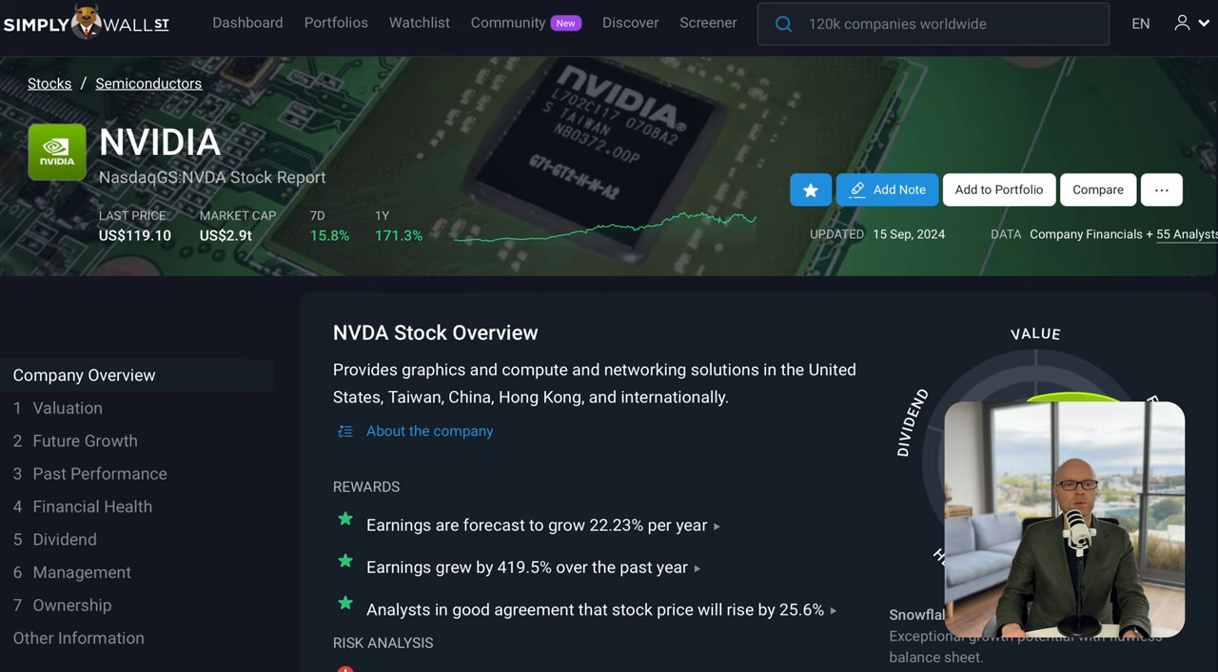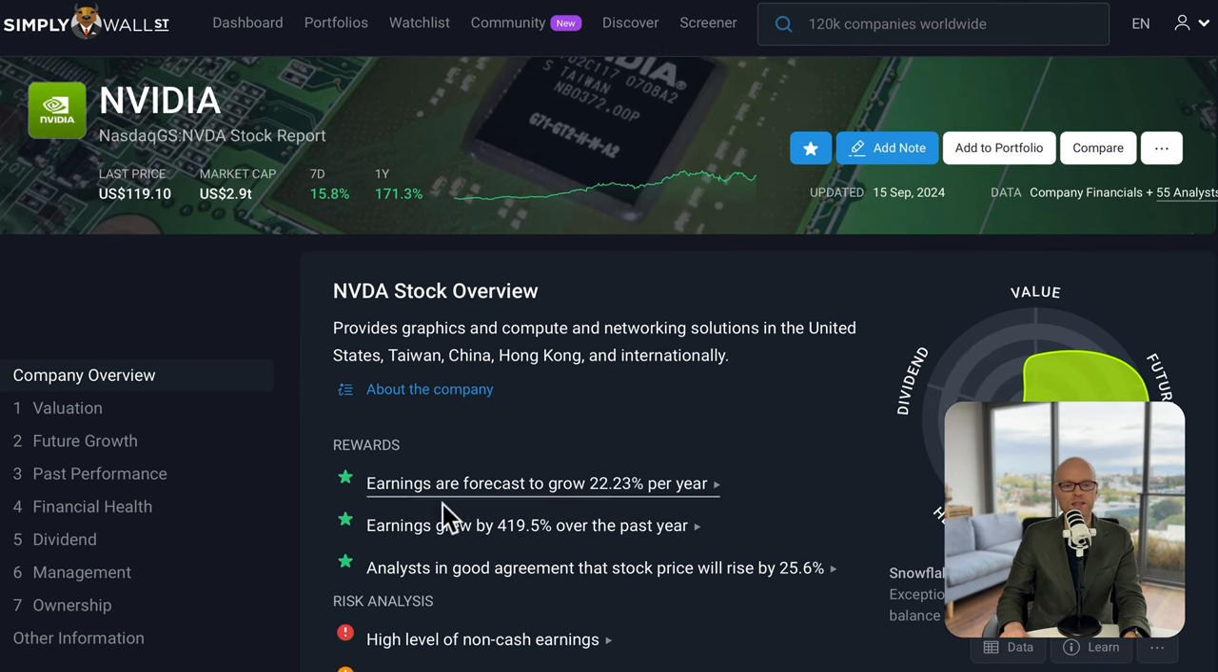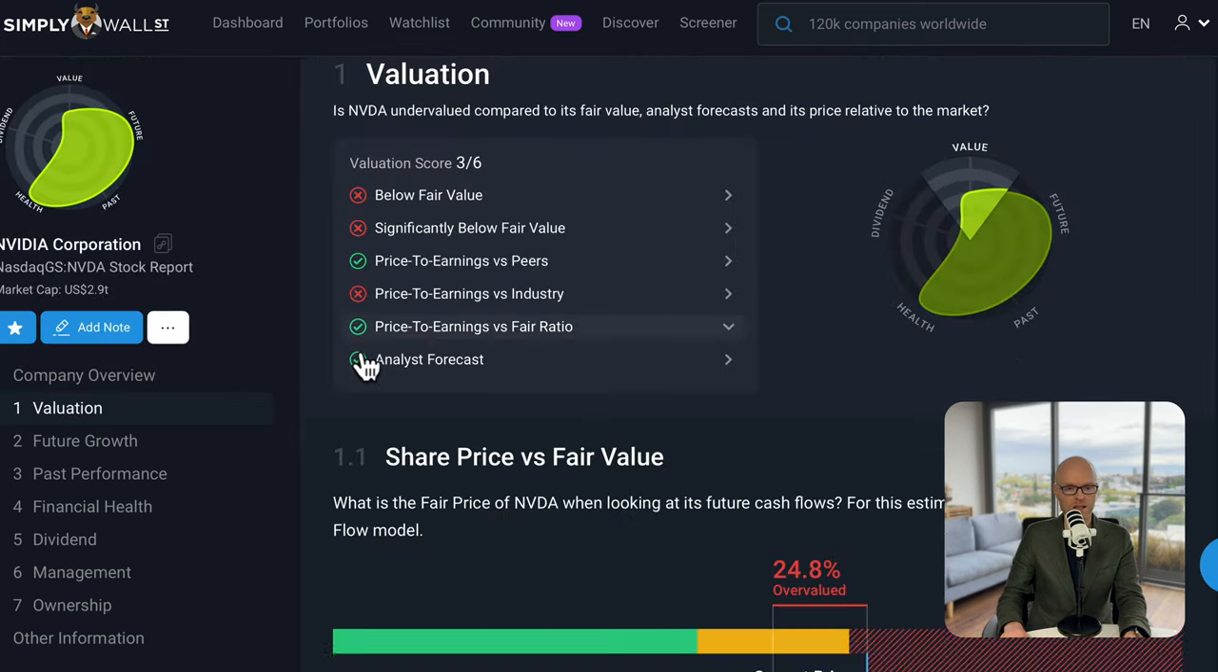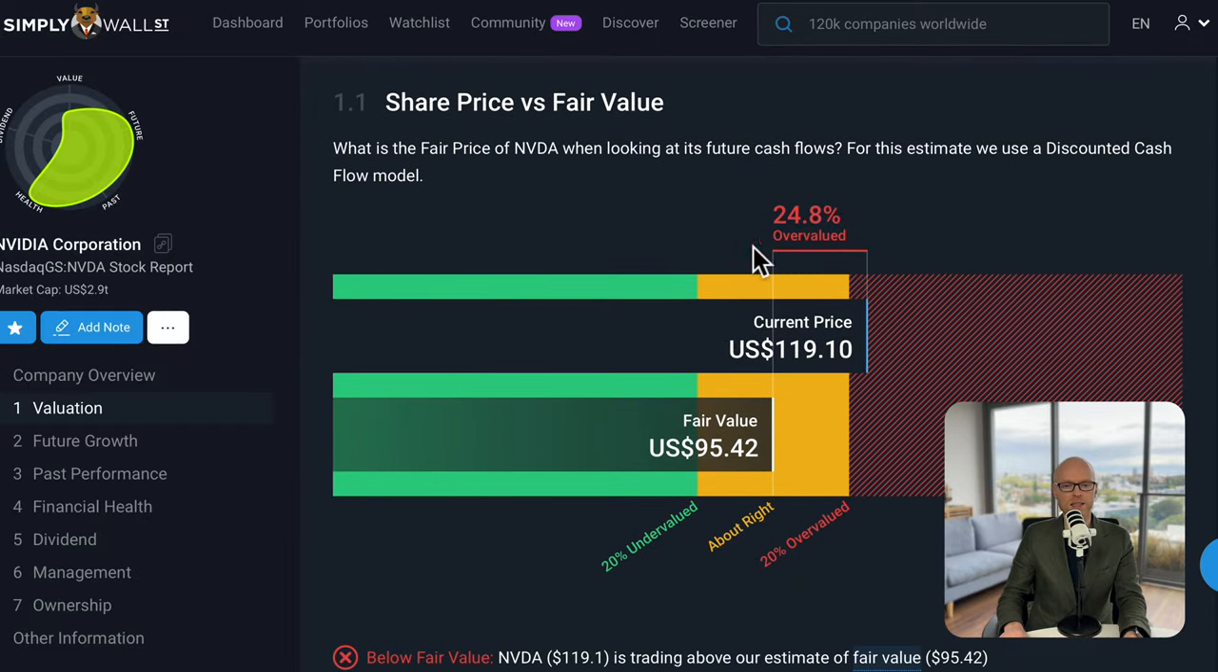We will begin with Simply Wall Street stock research website. I want to show you both sides of the coin because they believe the company is overvalued, but I believe the company is undervalued, and I will show you why. First of all, they say earnings are forecast to grow by 22% per year, and analysts believe that the stock price will rise by about 25% per year. And you can see here that they believe the stock price is overvalued by 25%, meaning the current price is $119, but the fair value of the company is $95.